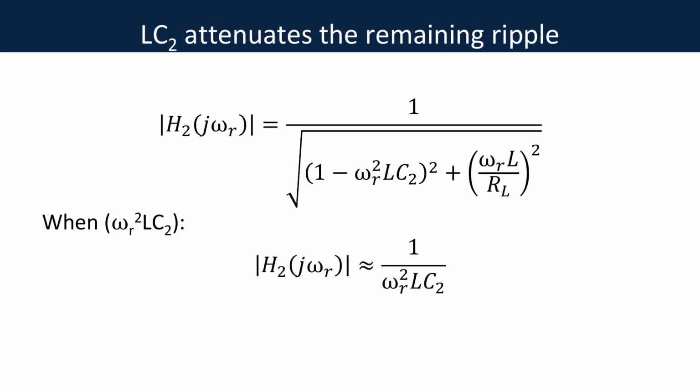After the first capacitor, the choke and output capacitor form another loaded LC low-pass section. Its exact ideal magnitude is the same expression derived earlier, with C replaced by C2. When ωr² LC2 is much greater than 1, the attenuation becomes approximately 1 divided by that product.